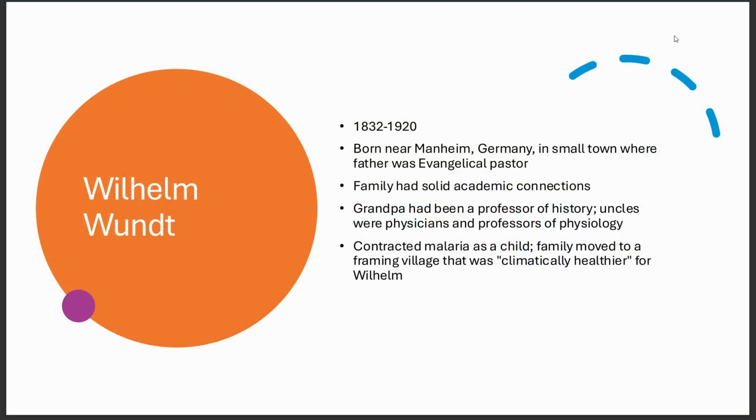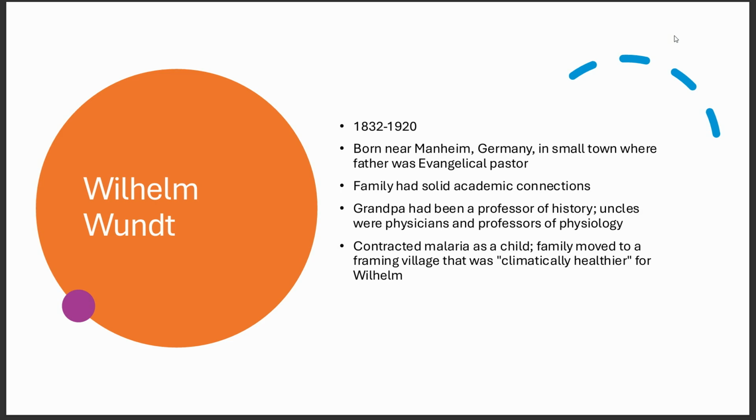So Wundt was born in Mannheim, Germany. He was born in a really small town, and his father was an evangelical pastor. So like a lot of other psychologists that we'll be studying moving forward, many of them actually came from families where there was a strong religious background, which actually was also just pretty common back in the day. His family had solid academic connections.